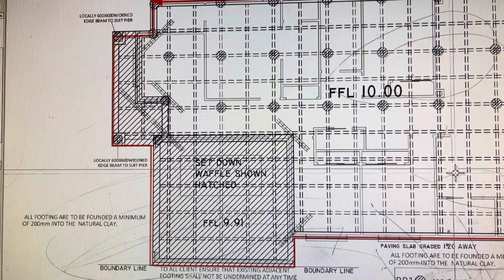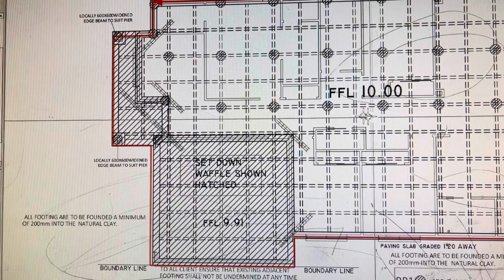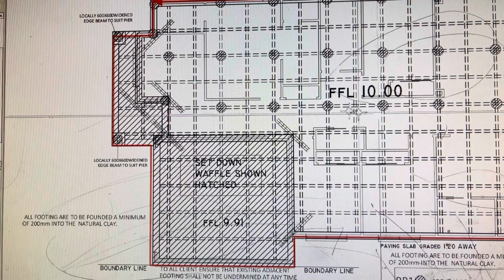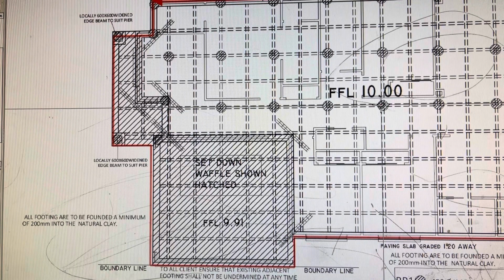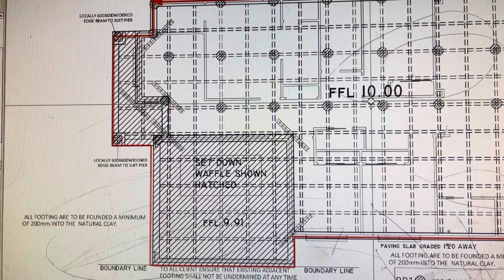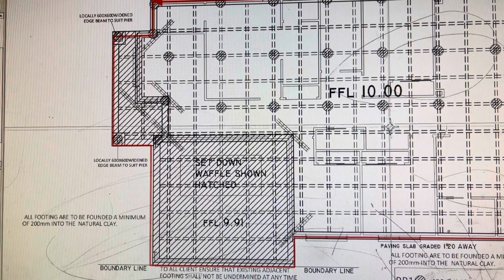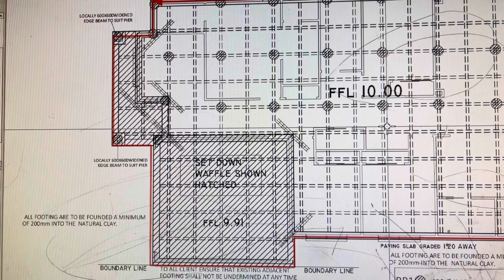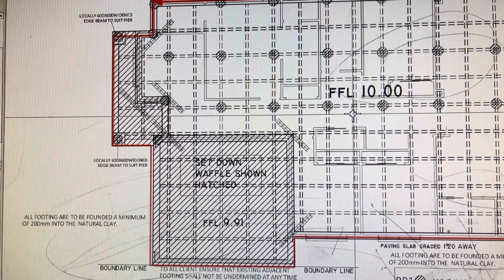Now you want to look, by the way, this FFL means finish floor level. The level must end at this 10 meter above sea level. That's what it means. It can't be less than 10 meter, it can't be more than. You have a buffer of 2-3 mil, but not more than that.